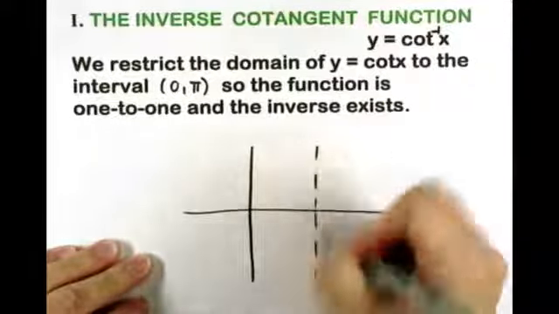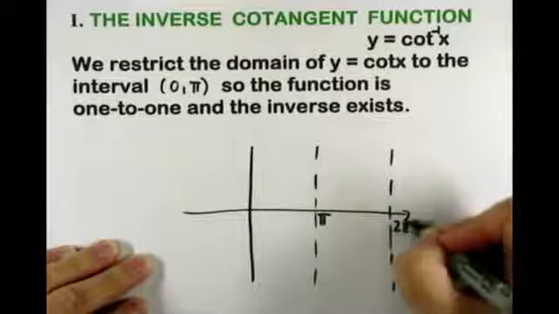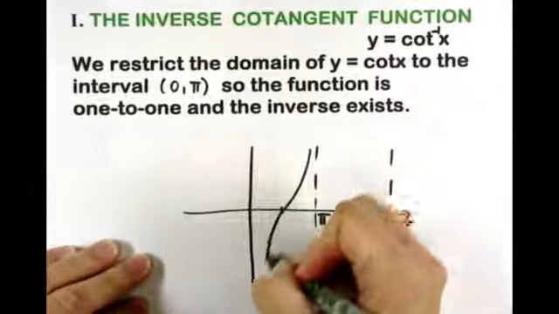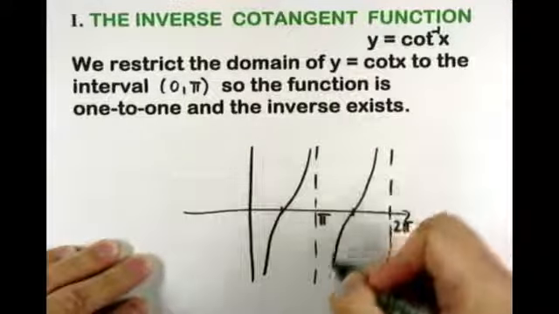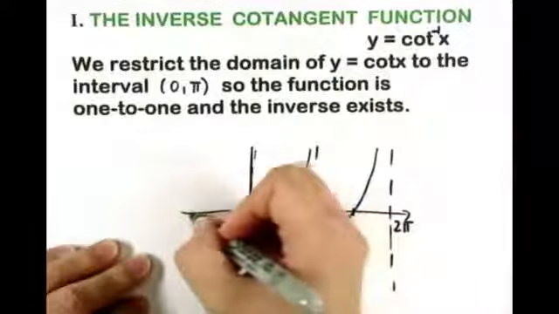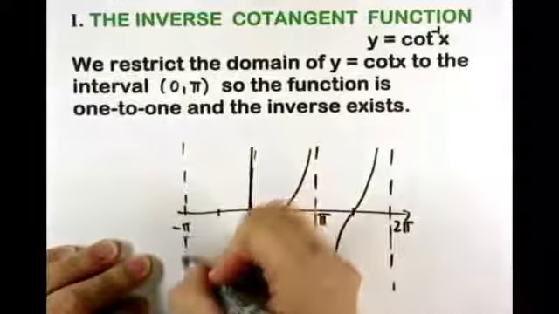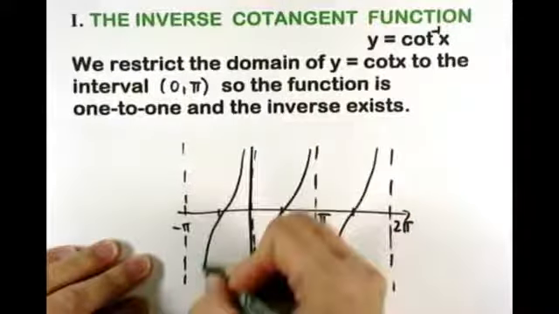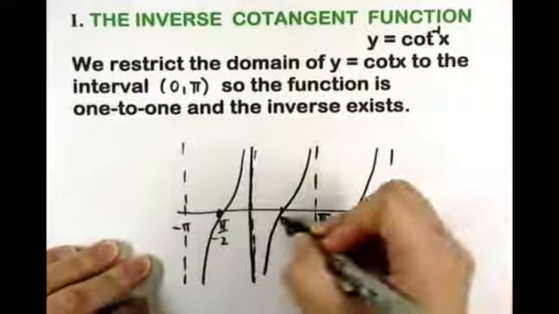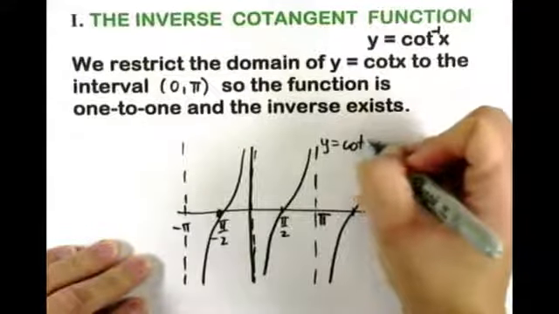Because as you remember, the cotangent function has asymptotes at pi, 2 pi, and the cotangent function goes through pi over 2, so the cotangent function goes like this. At 0 there is an asymptote right here as well, and of course negative pi is another asymptote, and the graph goes like this: pi over 2, minus pi over 2, pi over 2. This is y is equal to cotangent x.